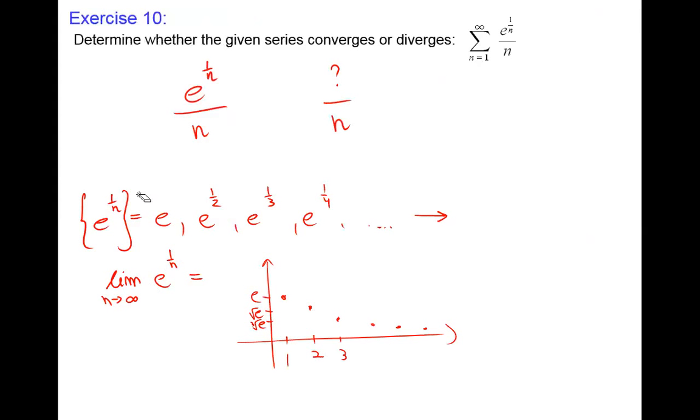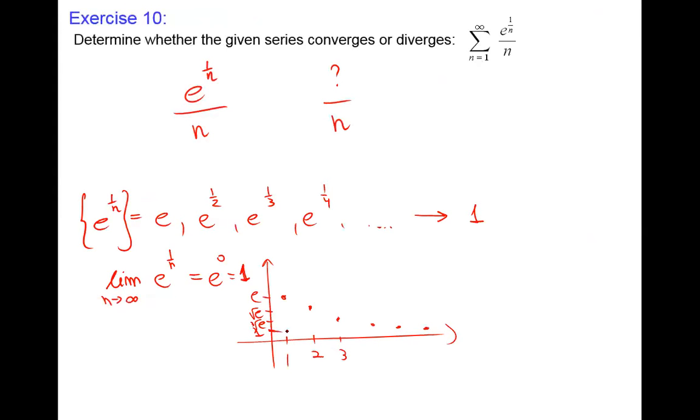E to the power of 0. Thank you, Katne. Yes, e to the power of 0, because if n is infinity, 1 over infinity, 1 over a big number, of course it's small, 0. And e to the power of 0 is 1. That means the minimum number will be 1. The terms, of course, will be e to the power of 1/4, 1/5, 1/6, 1/7, 1/10, 1/100, but never, never, never lower than 1.